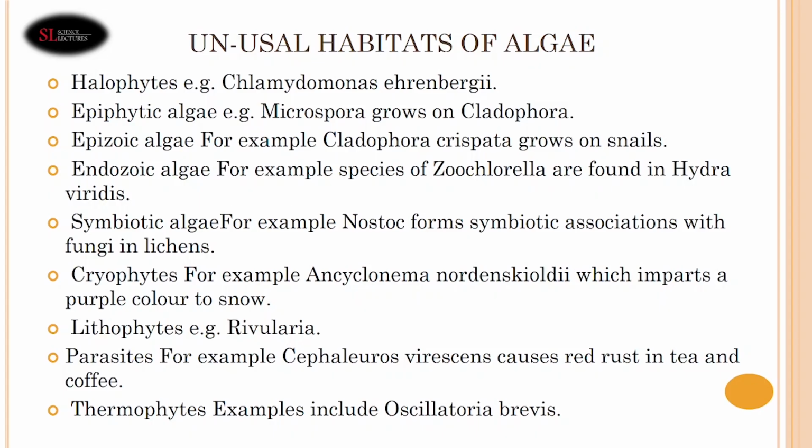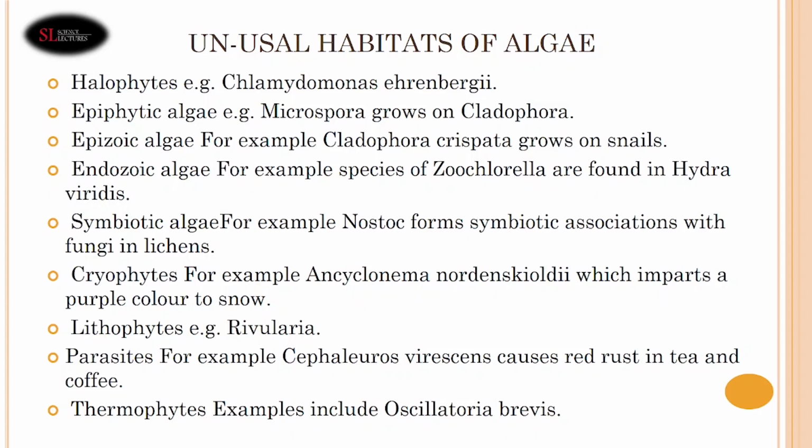Then we have algae that form beneficial associations with other organisms. For example, members of the genus Nostoc form symbiotic associations with fungi to come up with lichens. Then we have cryophytes, algae that grow in areas that have snow or ice. For example, Ancylonema, which gives a purple color to snow. Then we have lithophytes. These are algae that grow on top of rocks and stones. For example, Rivularia.